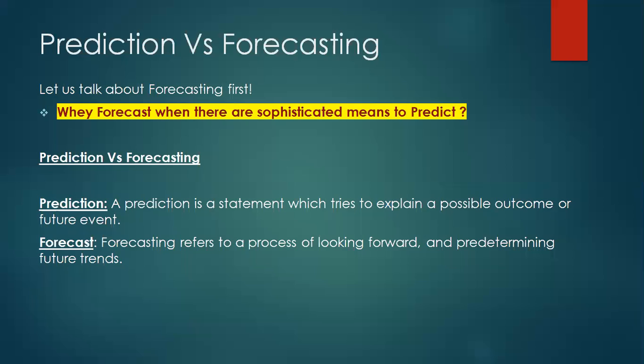A prediction is a statement which tries to explain a possible outcome or future event. Forecasting refers to a process of looking forward and predetermining future trends. So forecast, in a short sense, is only looking into the future. Prediction can be anything. It can be an outcome. So broadly, prediction is a superset out of which forecast is a subset.